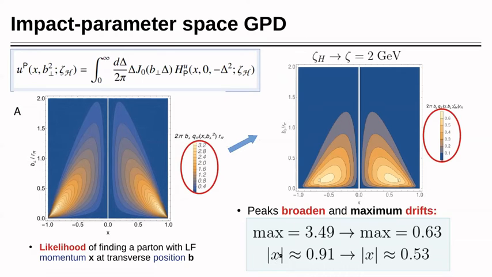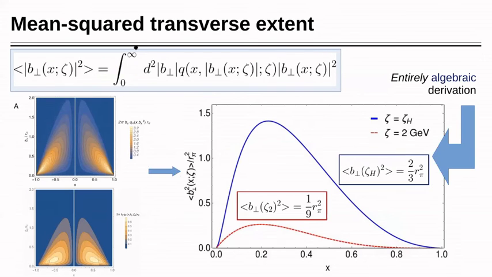And the location of the maximum moves from x equal 0.91 to x equal 0.53. So the parton loses identity and contributes less to the total momentum. Finally, we can also obtain the mean square transverse extent from this integration over here. And we see that at the hadron scale, we have this expectation value as an entirely algebraic result, 2/3 of the charge radius squared. And after evolution to 2 GeV, we have approximately 1/9 of the charge radius squared.